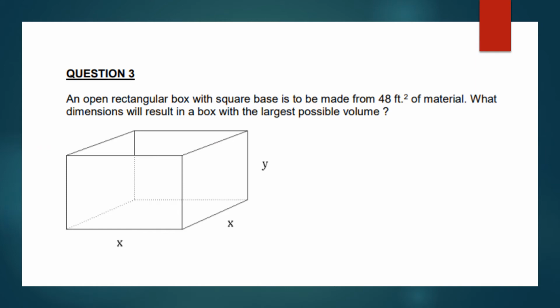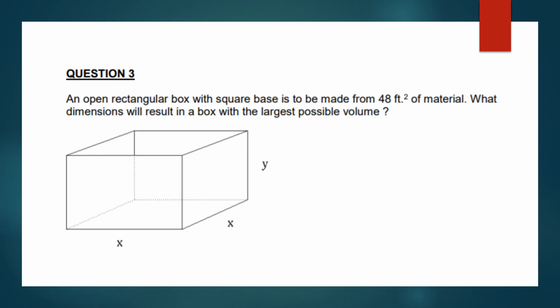Okay, this is another popular problem that you will run into. In this problem, we have an open rectangular box, which means there's no top on the box. It has a square base, and I've noted that by both of these being x's. And it's made of 48 square feet. We want to know what dimensions will result in a box with the largest possible volume.